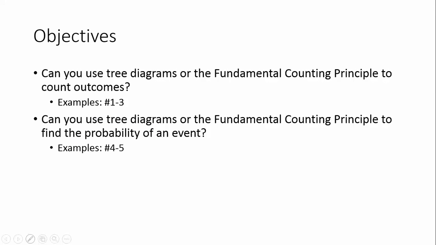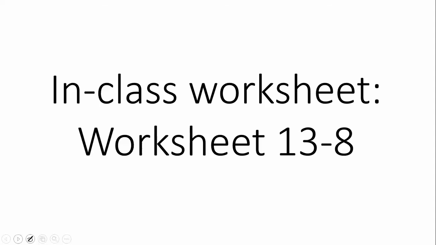So we used tree diagrams and the fundamental counting principle to count outcomes. And in the last 2 examples, we use them to find the probability of an event. Now, tree diagrams are not as convenient as the fundamental counting principle, but it helps you to see why the fundamental counting principle works. In class, we'll work on worksheet 13.8.